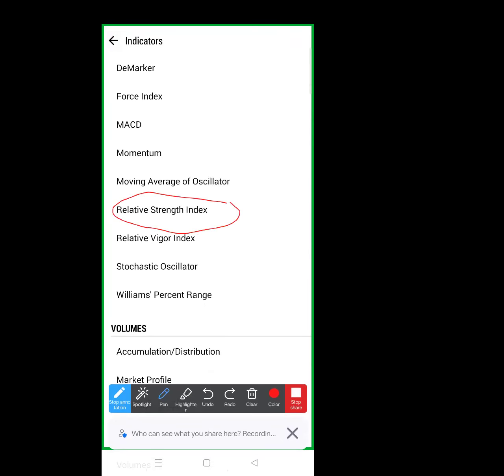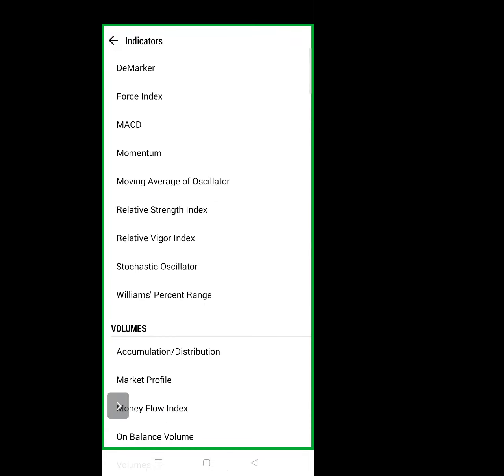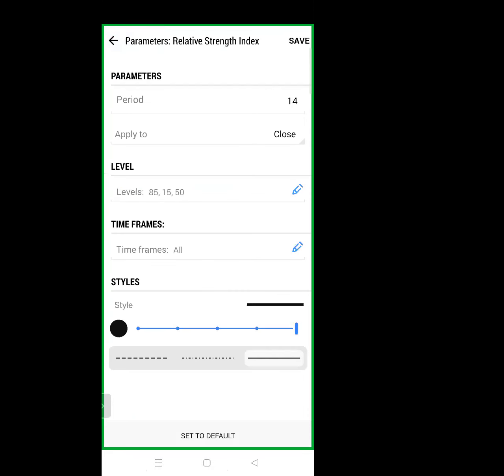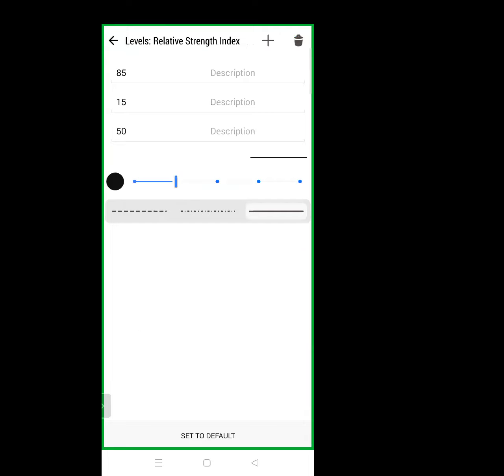So you click on it. But because I already have it, I'm not going to click. I'm just showing you this is where you are supposed to come. So when it appears, you will now open it. Make sure that the period is 14, apply to close. Then you will set your levels, okay? Now you set your level.